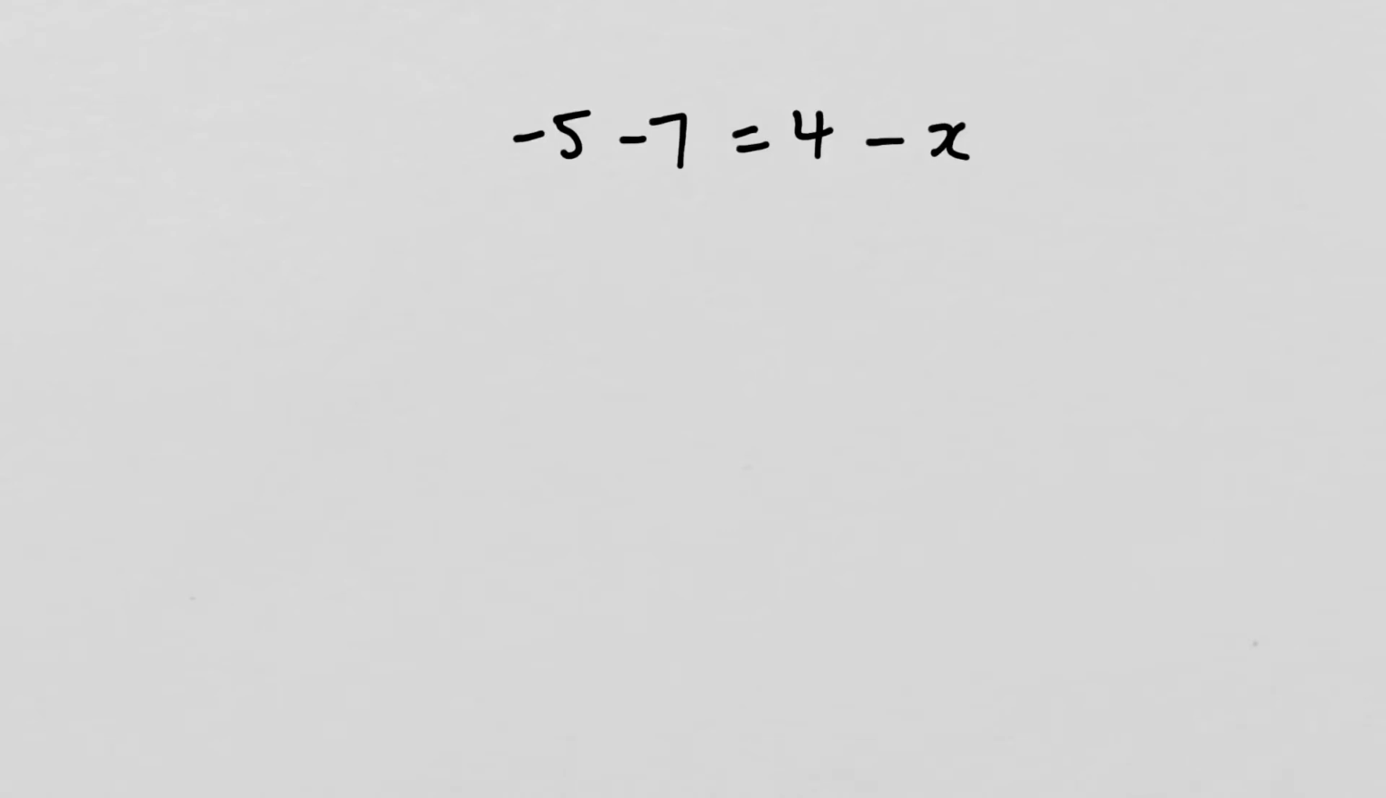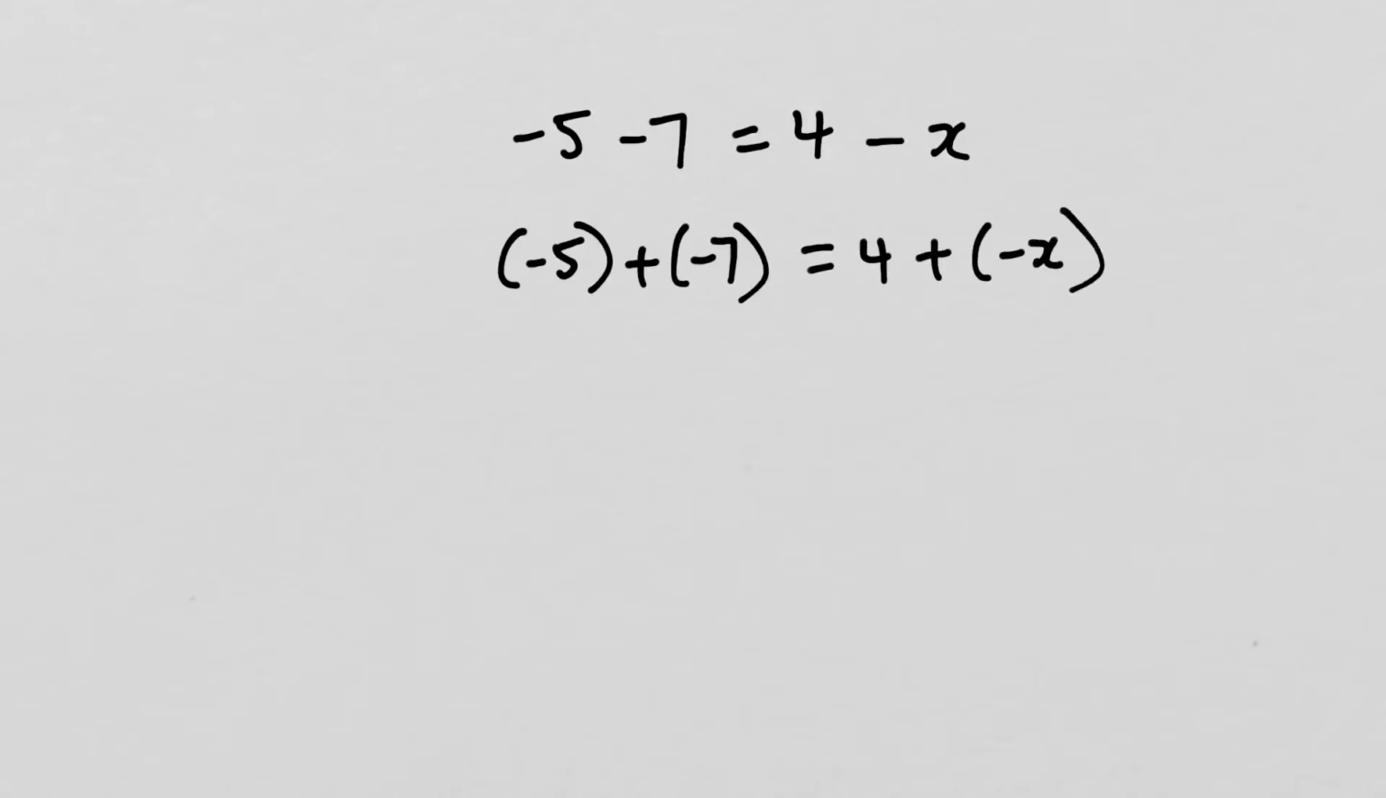And so the way I solve this is I look at this a little bit differently in that I change the negatives into positives. And here's what I mean. I basically rewrite this so that it's easier to understand, and I put them in parentheses. So now we've got negative 5 as one entity plus a negative 7 as another entity equals 4 plus negative x. Okay, so it's just a regrouping.